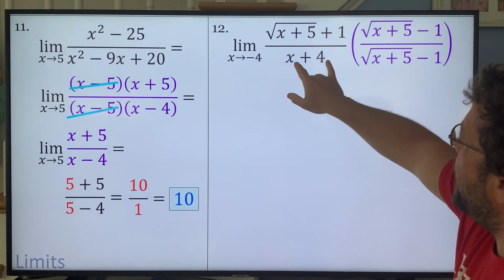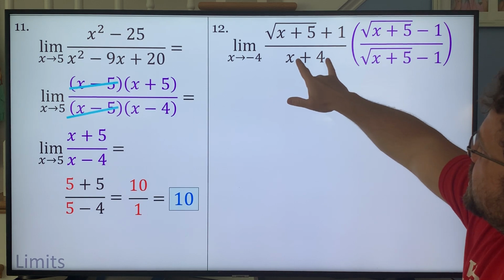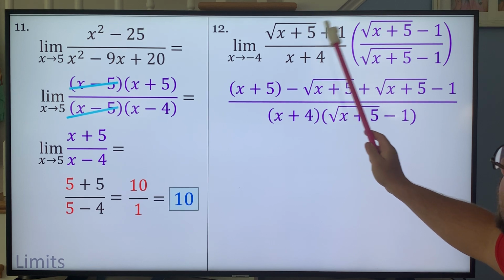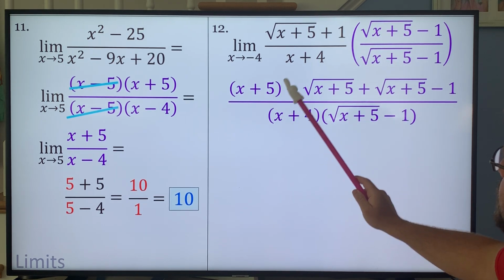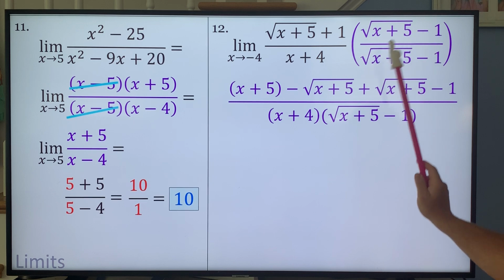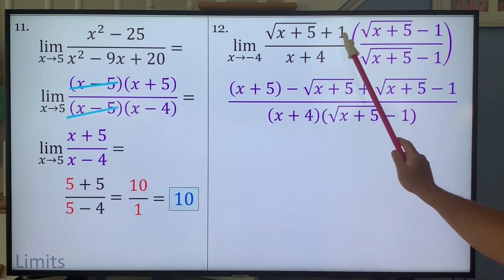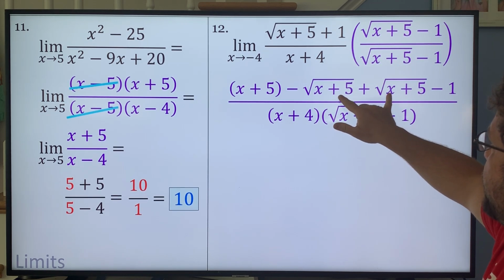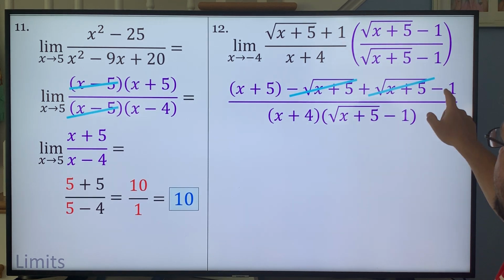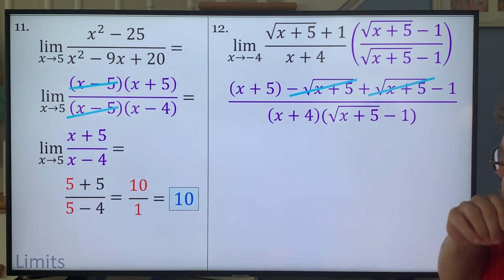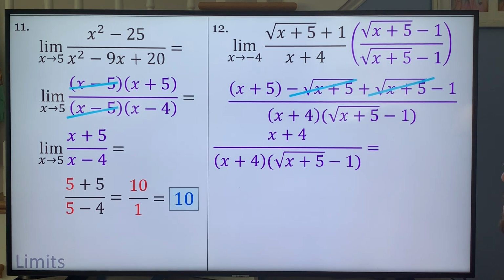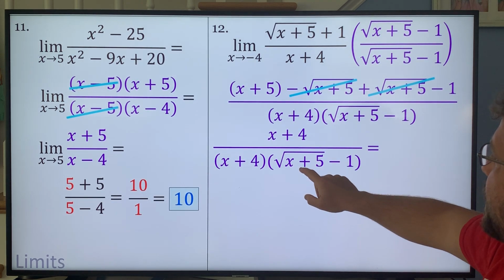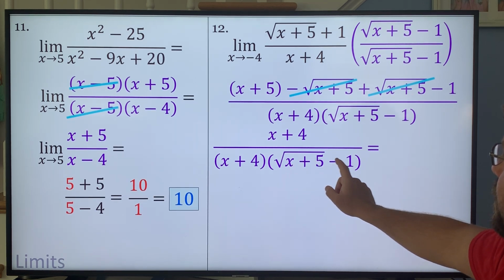Now by doing this, you are going to fix the bottom. Watch what happens. When you multiply a radical by itself, it just becomes whatever's under the radical. The top becomes the radical minus the radical plus the radical minus 1. The reason we multiply by a conjugate is that the middle pieces cancel out, leaving you with x plus 5 minus 1. You're still left with the radical on the bottom, but I think that might help us. So you're left with an x, 5 minus 1 is 4 on top, and on the bottom, radical x plus 5 minus 1.